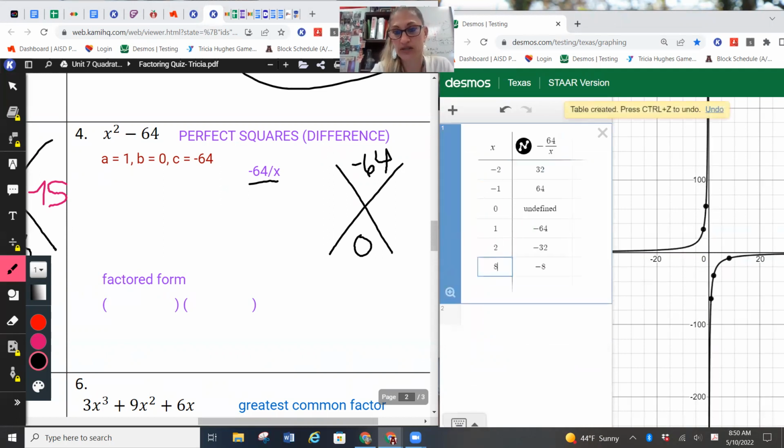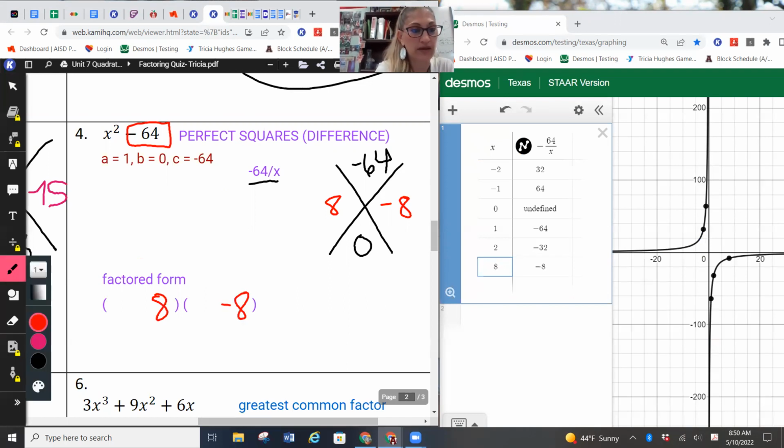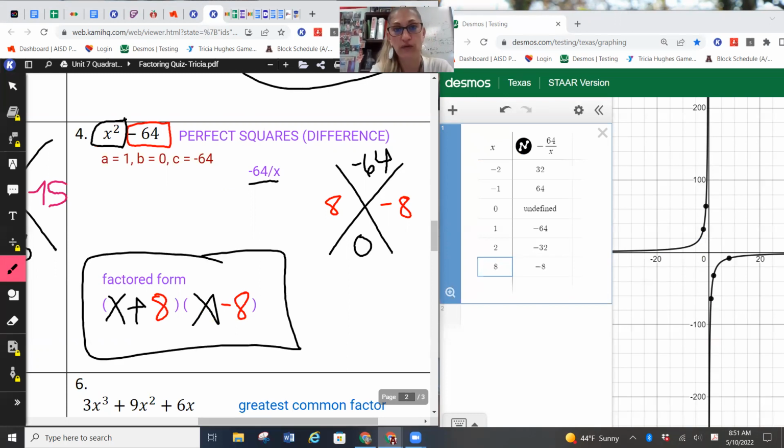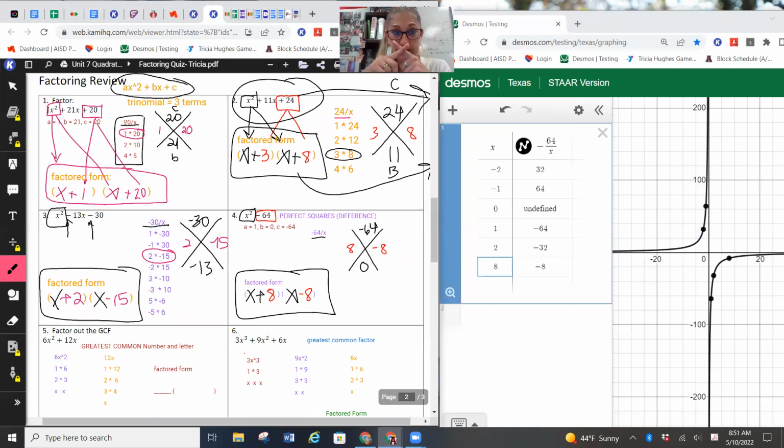So when I check my box here, 8 and -8, since 64 is a perfect square, one's positive, one's negative, and that's going to be the two numbers that multiply to -64, but also add to 0. So for this, I'm going to go and put that. And then, of course, we need to get the first term, which is an x plus and an x minus. And that is your answer. Factored form, what multiplies to get the trinomial or the binomial. Okay, now this is using our x.